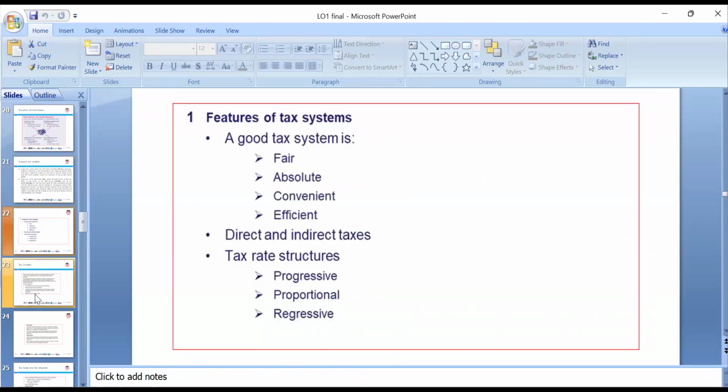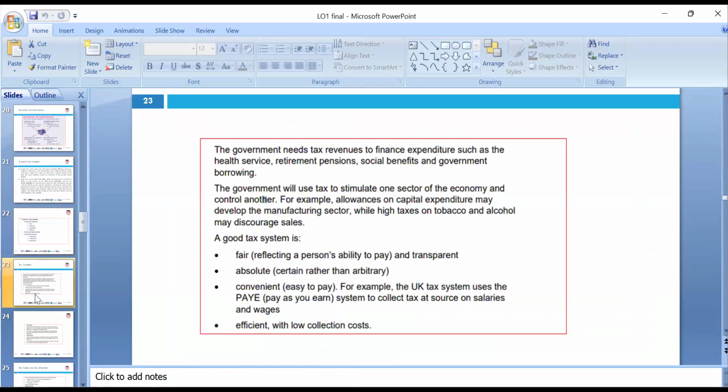Features of a good tax system: fair, absolute, convenient, efficient. Direct and indirect taxes can be in the tax structure, and the rate structure can be progressive, proportional, and regressive. So the government needs revenue to finance health and various activities. That's why taxes are income for the government.